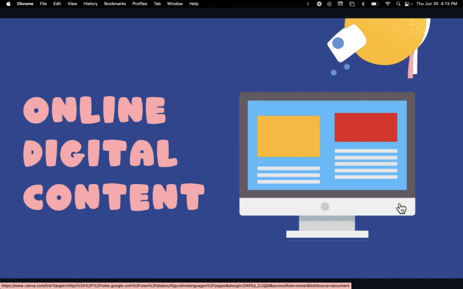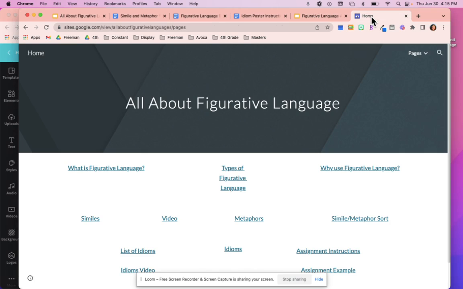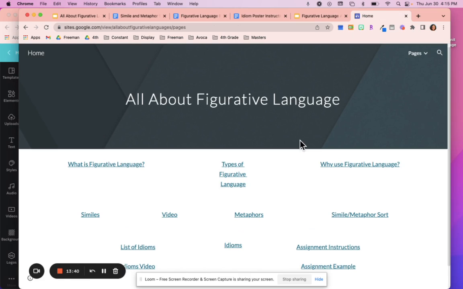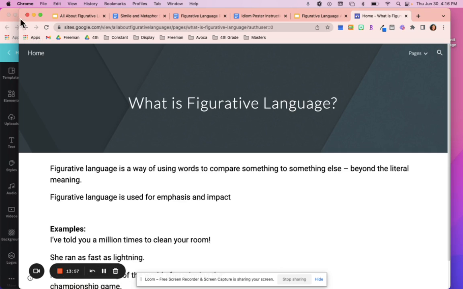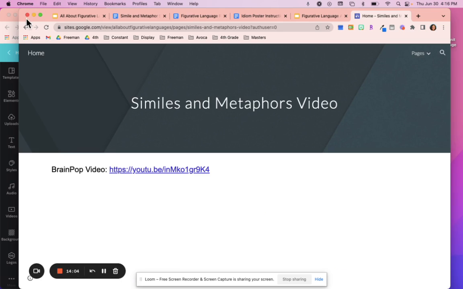There is also an online digital content component. We created a website that will be posted within the LMS as well, and they can go to this to reference it. One of the best parts is that when students are working on homework assignments regarding figurative language, they have this website to go back and reference the different components they have learned about, the different videos they've seen in class, so that they can review some things they might have forgotten or not caught on to totally.